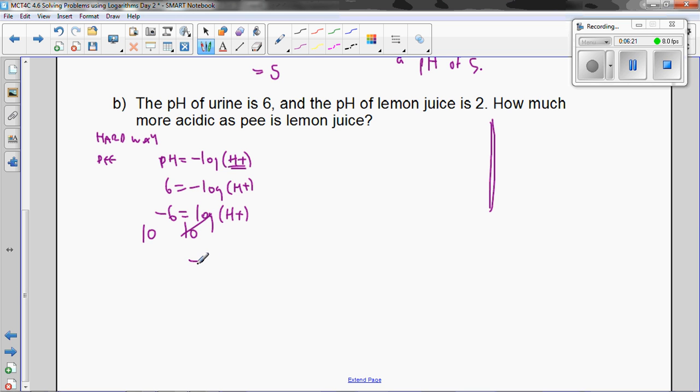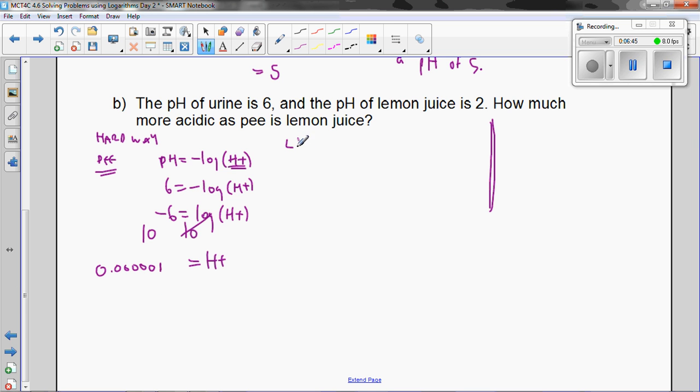Those cancel. Function and its inverse, and so I get 10 to the exponent -6. On a calculator, or hopefully you don't need a calculator, it's just 6 decimal places. Make sure I don't goof this up. 1, 2, 3, 4, 5, 6. 6 decimal places altogether. And that's for pee.